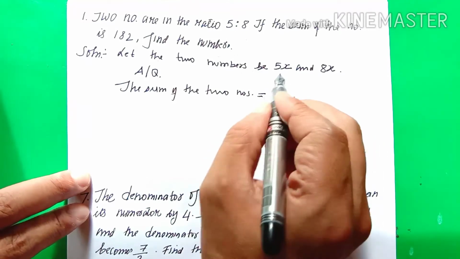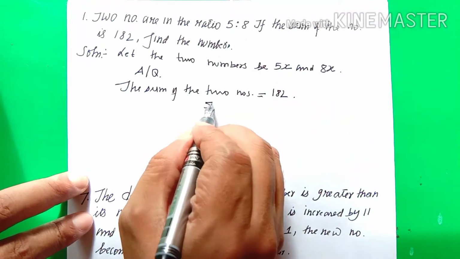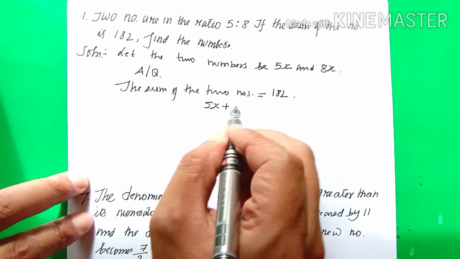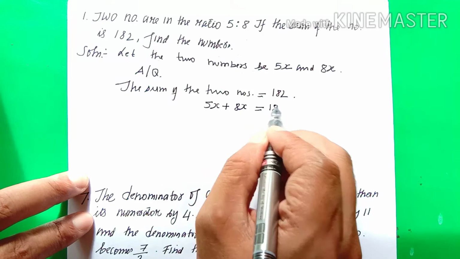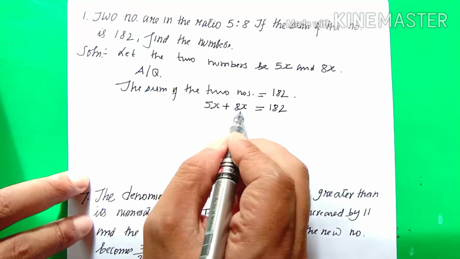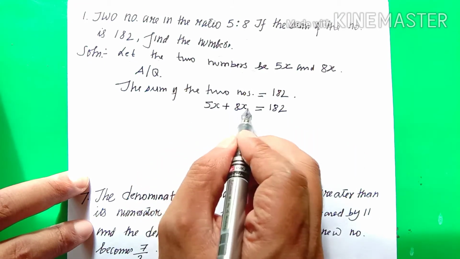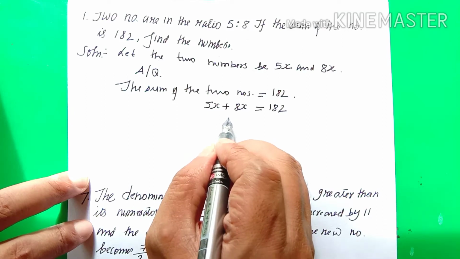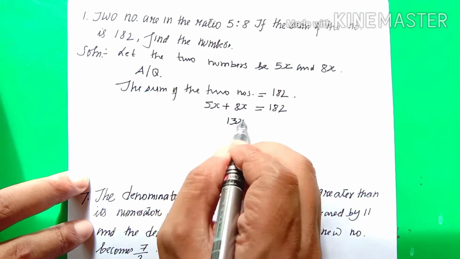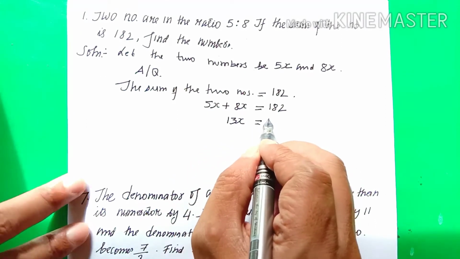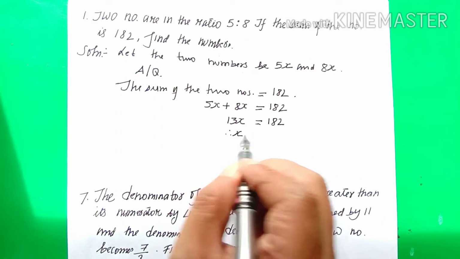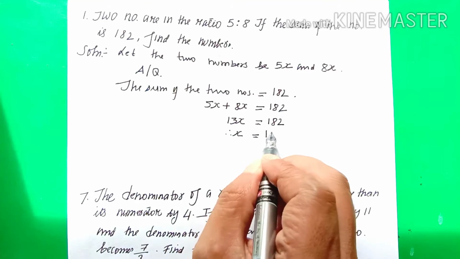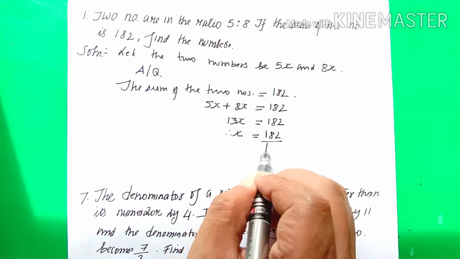182. So the first number 5x plus the second number 8x is also equal to 182. Like terms we can group together: 8x plus 5x is 13x, which is equal to 182. Therefore, the value of x is 182 divided by 13.